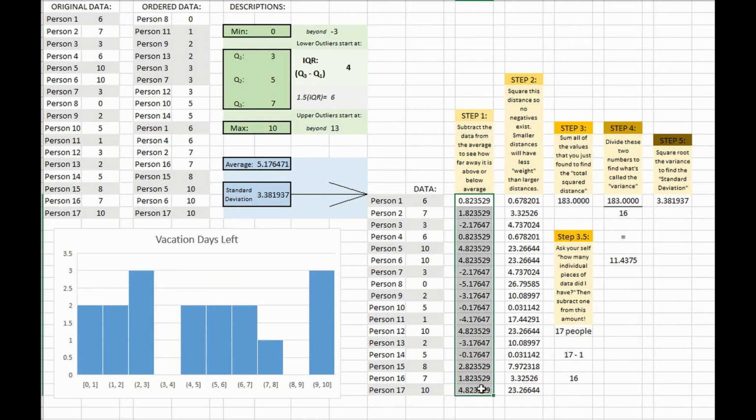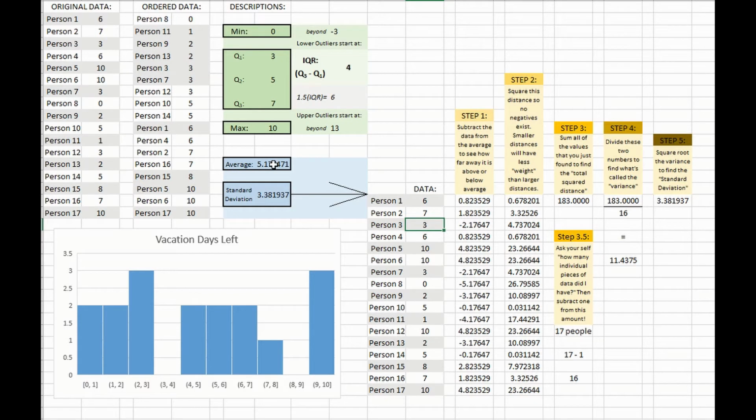So I have this column of answers. Essentially what I've done is I've taken 6 and I've subtracted the average away from it. 6 minus 5.17 is about 0.8. This is slightly above average. 6 is slightly above 5. Then I did that for 7. 7 minus the average says it's about 2 above.